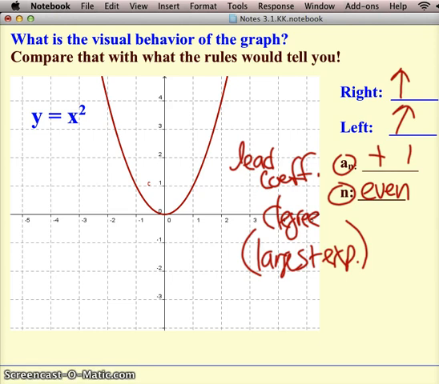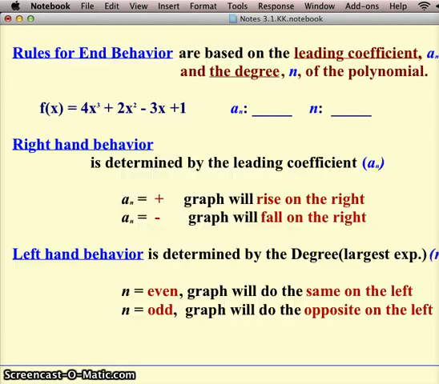Now, to summarize the rules a little bit, here are the rules. There's a function up top, and just to practice identifying some things quickly, make sure we know where things are. Lead coefficient and degree are actually in the same term. So when you find the largest exponent, you've also found the lead coefficient. The lead coefficient is 4.